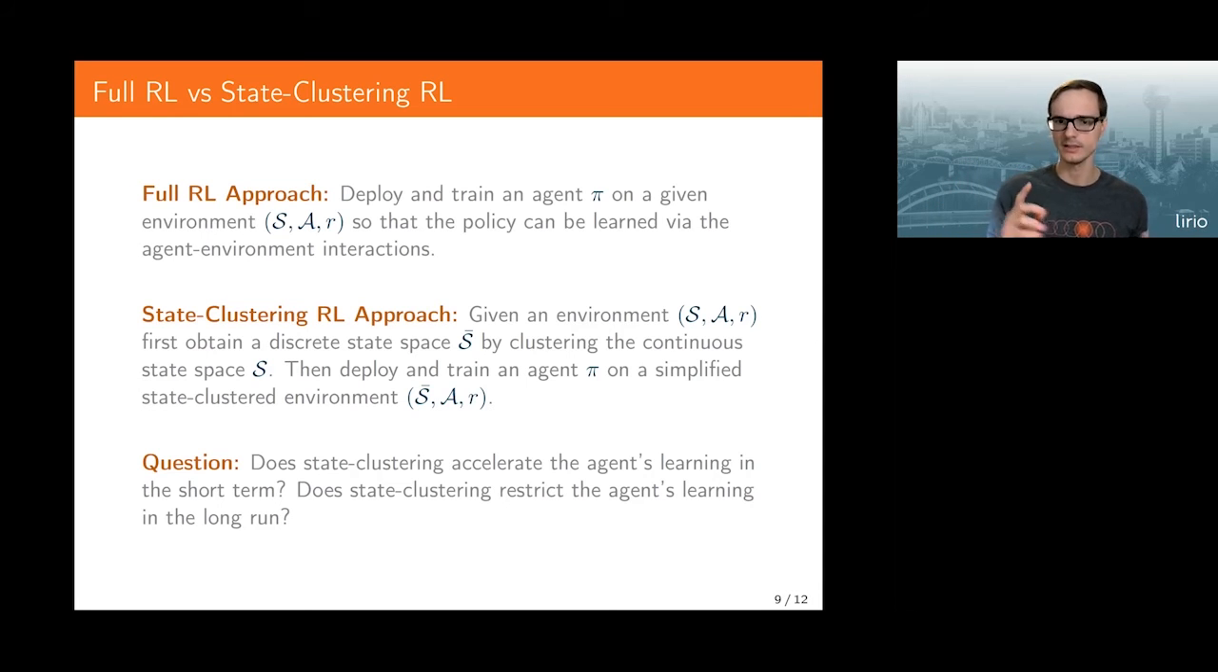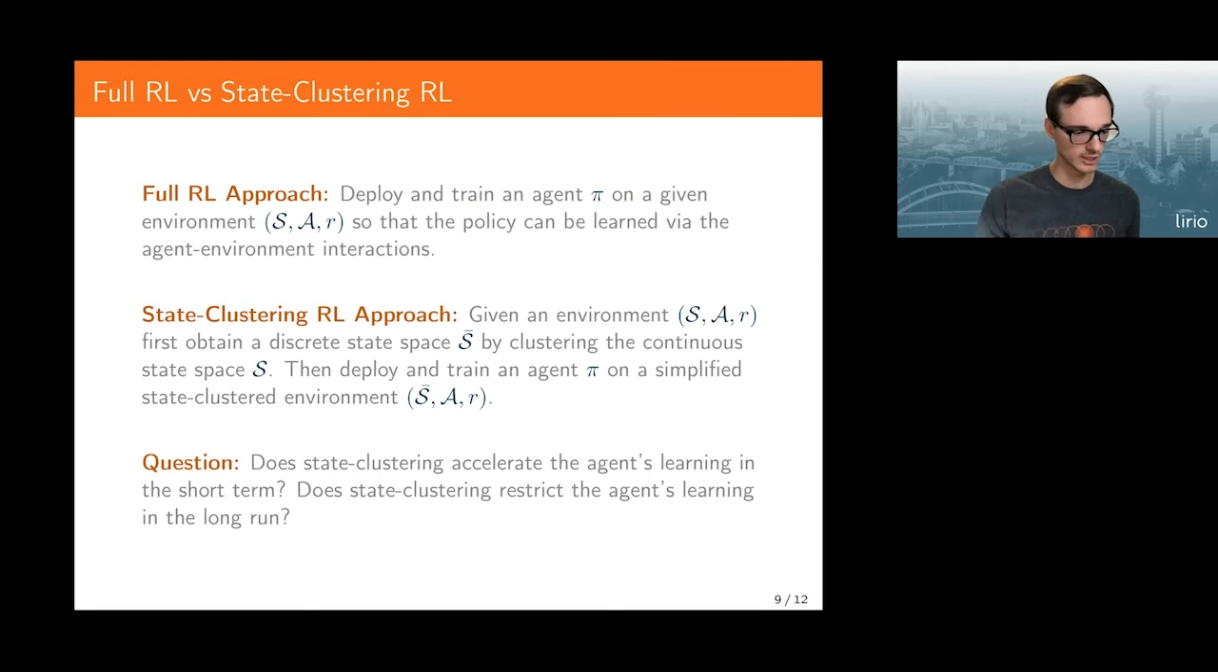First, does the state space clustering actually accelerate the learning in the short term, to which you probably might think yes. And the second, does the state space clustering restrict the agent's learning in a long run, which again, I personally would say yes, because you lose a lot of information by doing state space clustering.